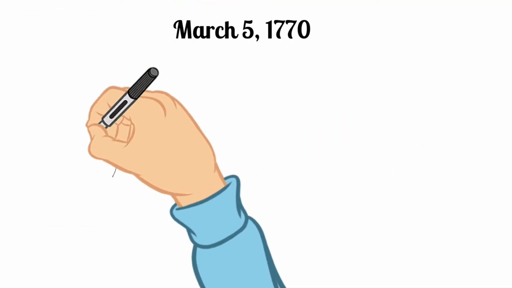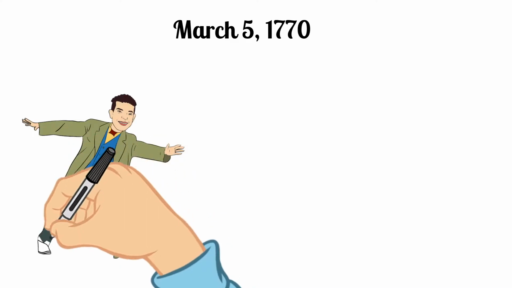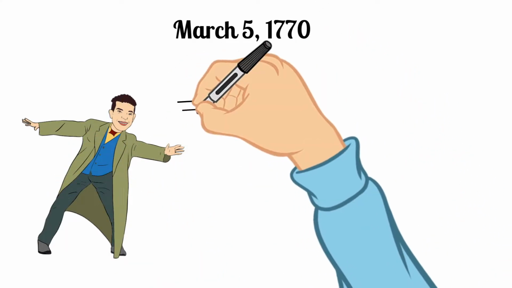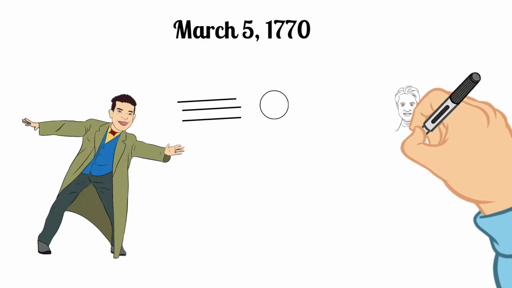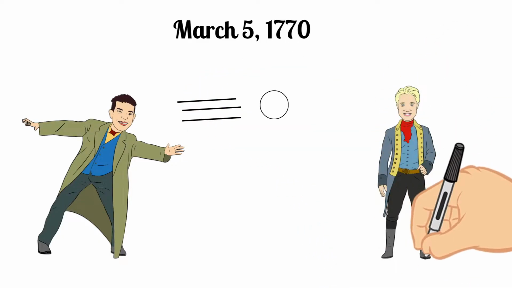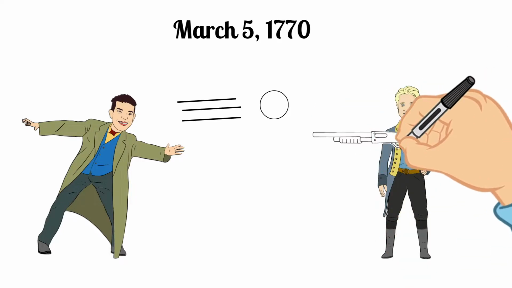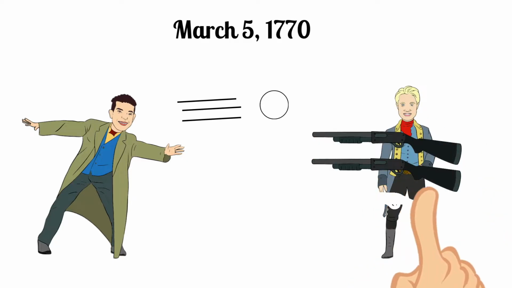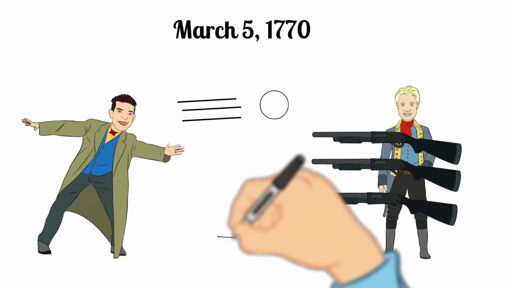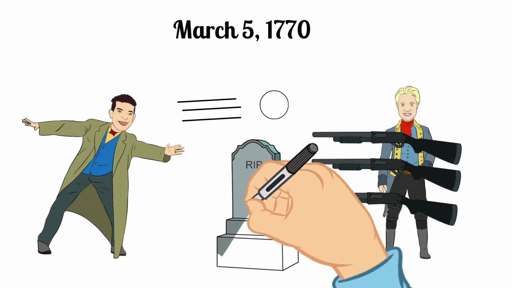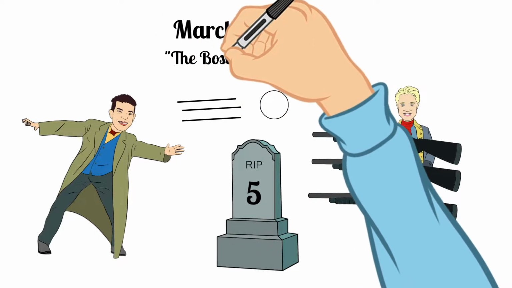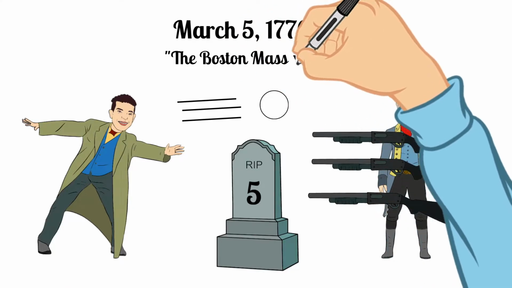Only 3 years later, on March 5th, 1770, a fight broke out in the streets of Boston between some colonists who were acting a bit unruly toward a group of British soldiers. They began to throw snowballs and ice at the soldiers, and the reinforcement soldiers returned fire with their guns, killing 5 colonists. This would later be termed the Boston Massacre.